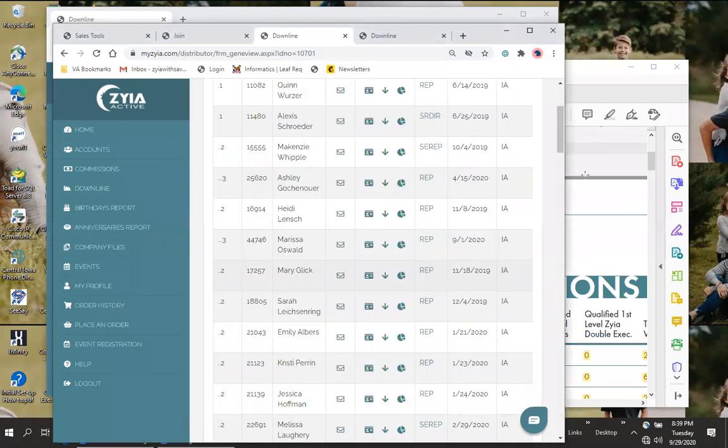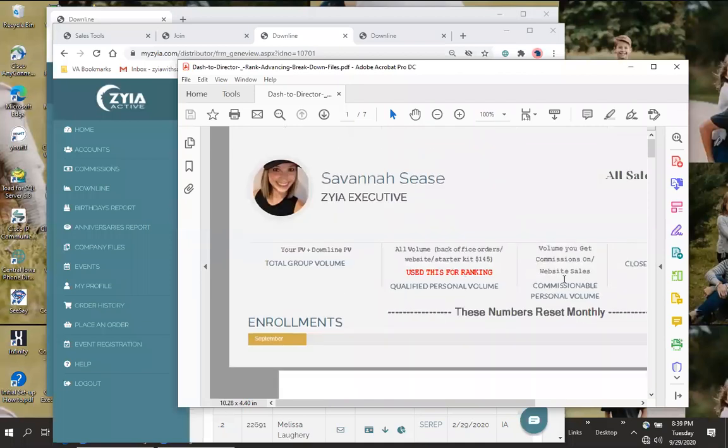So on your front page, if you are buying everything through your website, your commissionable volume and your qualified personal volume, these two numbers are going to match. But if you're buying stuff through your back office, or you just started and you have a starter kit, your qualified volume is going to be higher because you don't get commissions on your back office orders and you don't get commissions on your starter kit.